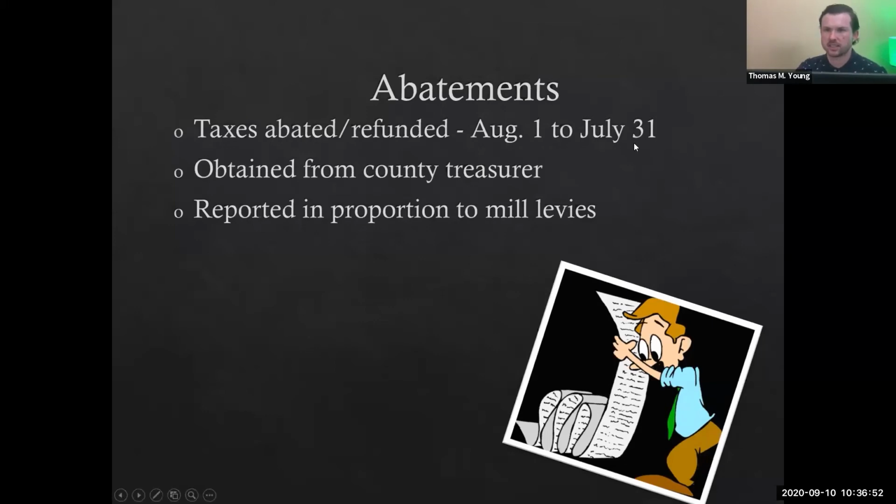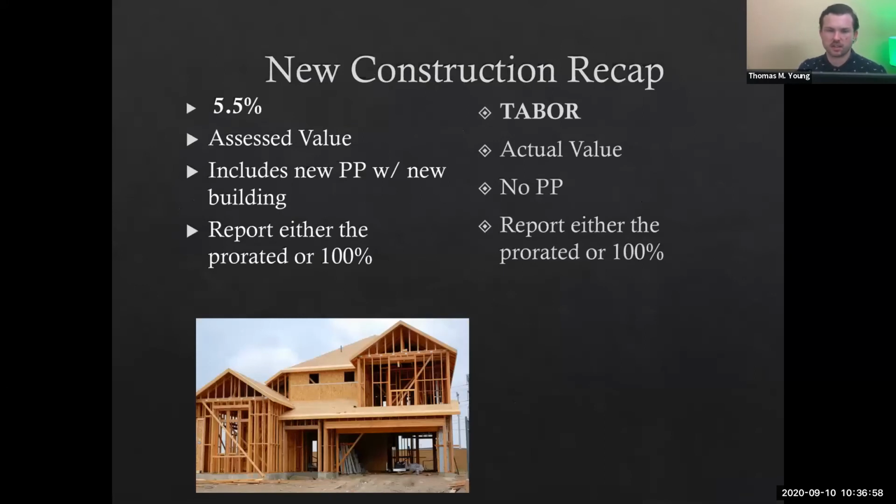After abatements, new construction is another piece that goes into the calculation. Okay, for these last few slides that talk about the components that go into the value reporting, we have sort of broken it down and simplified what the assessor's office is going to put on the form on the top half and the bottom half for the 5.5% TABOR, so that it's easy to see where the differences are and what these numbers represent. So for new construction, under the 5.5%, remember it's always assessed value.